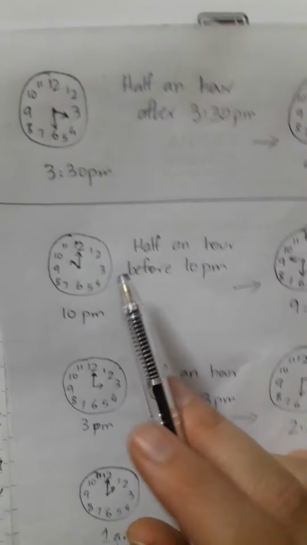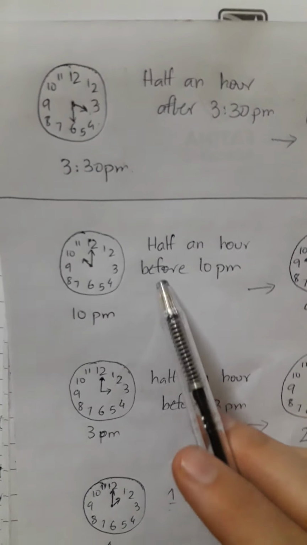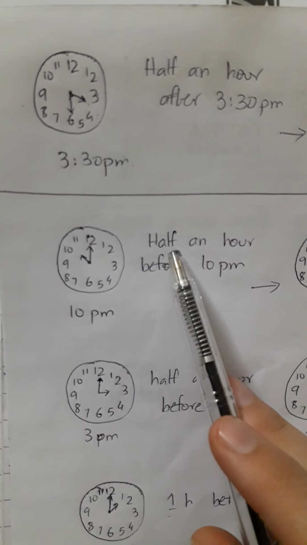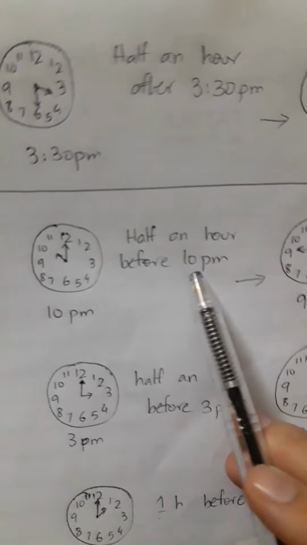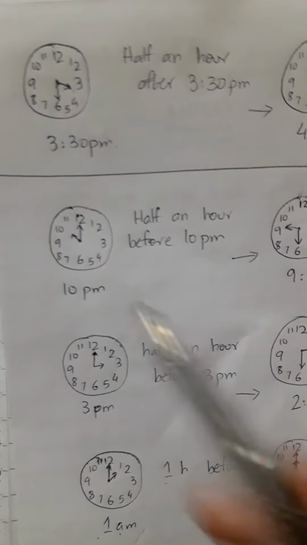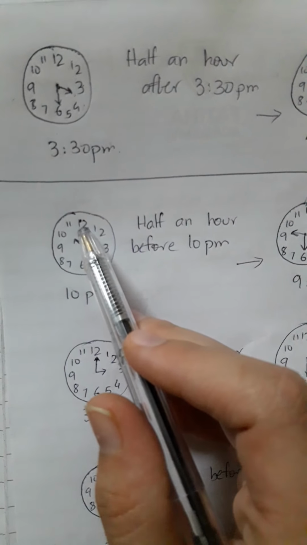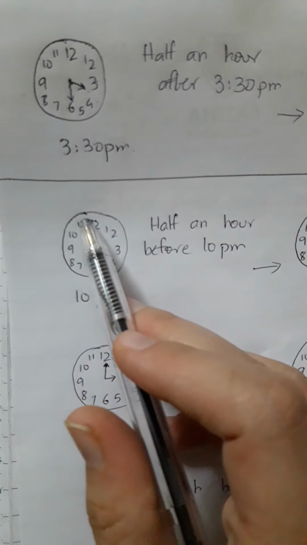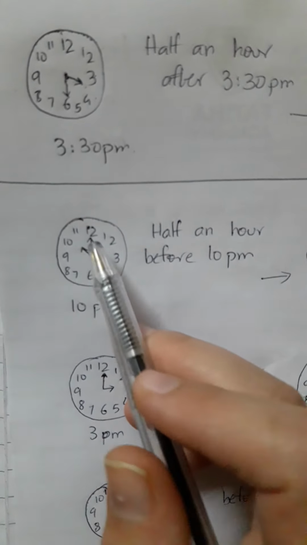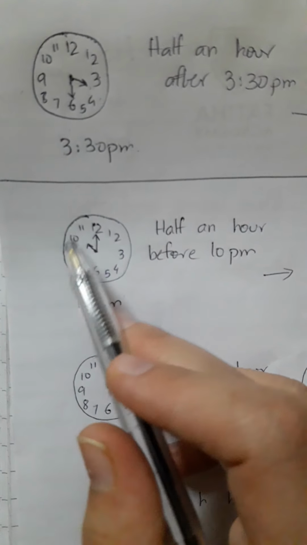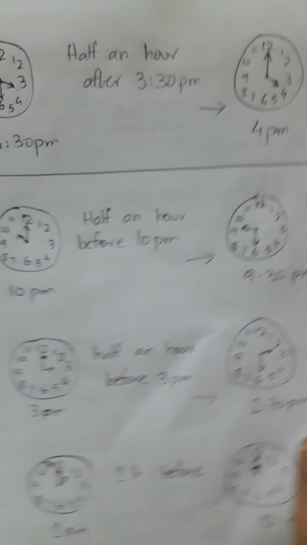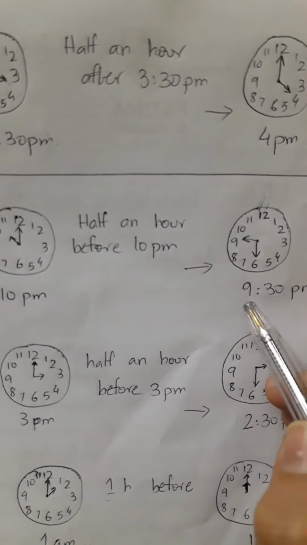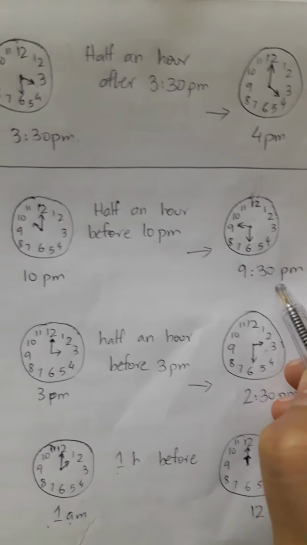Now look at this example. Here the time is 10 p.m. I ask you what time will it be half an hour before 10 p.m. Again, this minute arm will take a semicircle. It will take a half turn. It will not take a complete turn, it will take a half turn, right? So what time does it become? It becomes 9:30 p.m.